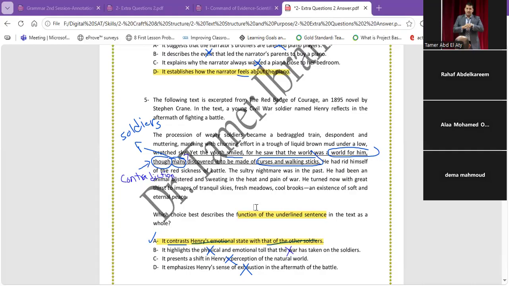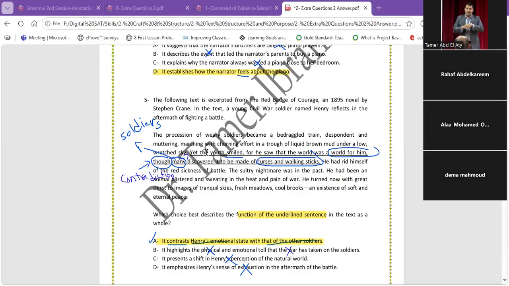So again, whenever we find the function of the underlined sentence, we read the sentence before and the sentence after, but you're going to concentrate on the underlined part. Here it said the procession of weary soldiers, tired, became a bedraggled train, despondent and marching with churning effort in a trough of liquid brown mud under a low, wretched sky. The main sentence now. Yet, there is a kind of contradiction. The youth smiled, for he saw that the world was a world for him, though many discovered it to be made of curses and walking sticks, so that's many of the other soldiers. He had rid himself of the red sickness of battle, who, he, the youth. So it contrasts Henry's emotional state with that of the other soldiers.